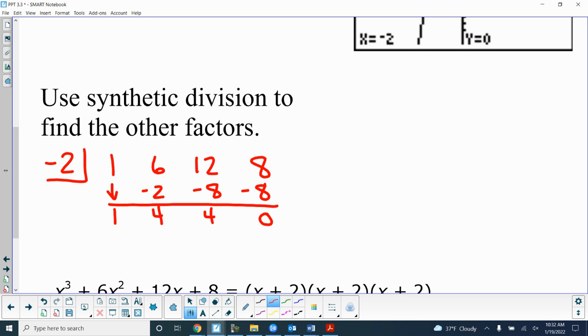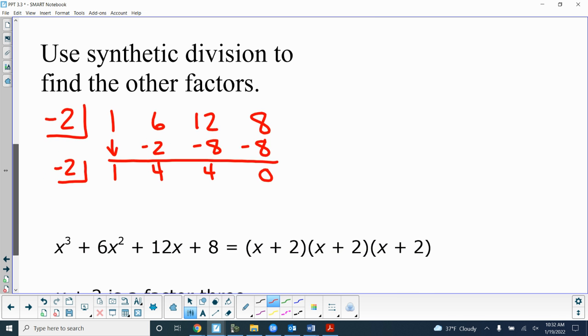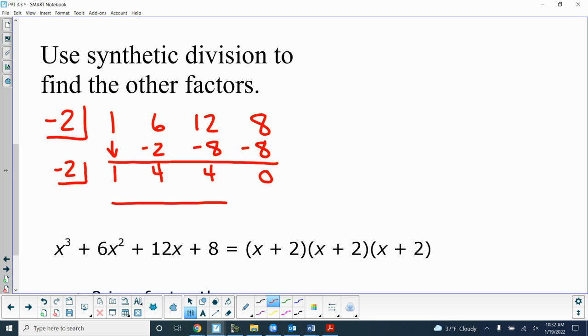Okay? So we're just going to do it again. So we don't start over. We just put a -2 in front of that row. And we do the same thing. But you don't have to make your line over the 0, just to the last number that's not a 0. 1 times -2 is -2 again. 4 plus a -2 is a +2. And -2 times a +2 is -4. When I add those, I get 0. So it does work a second time.